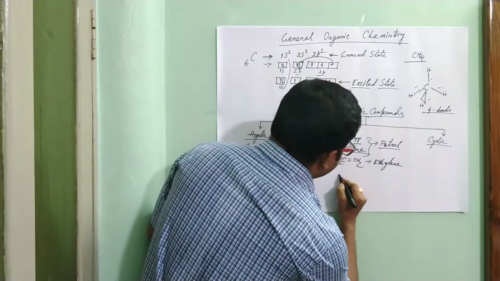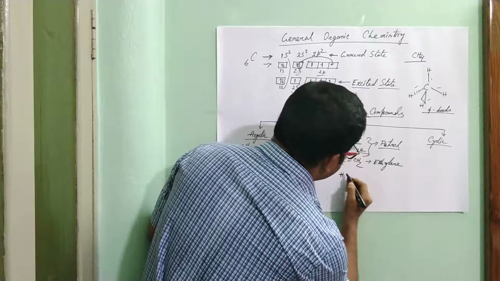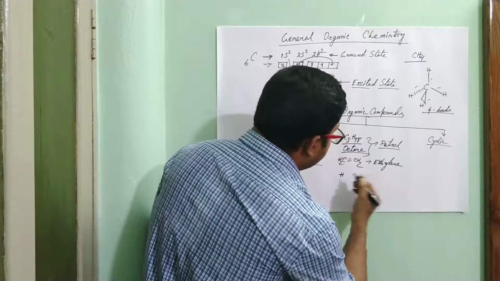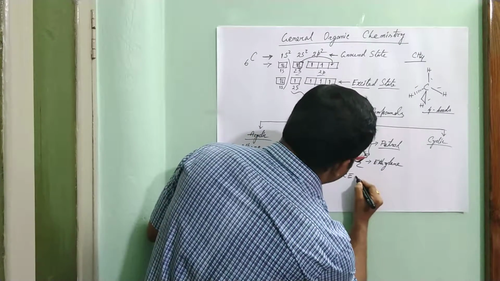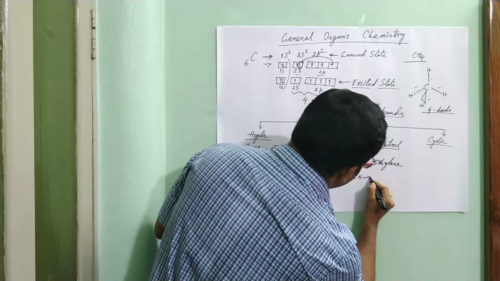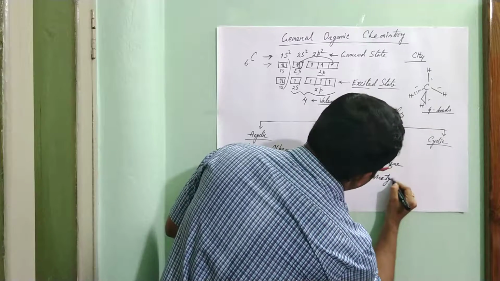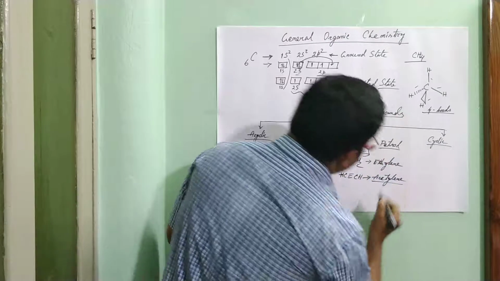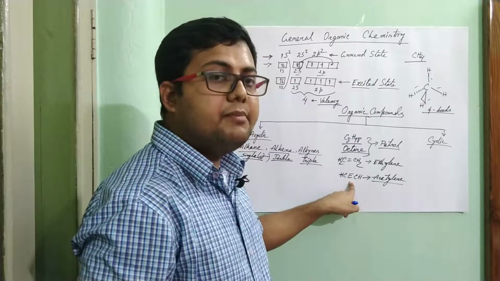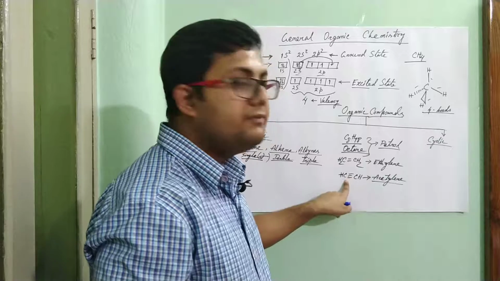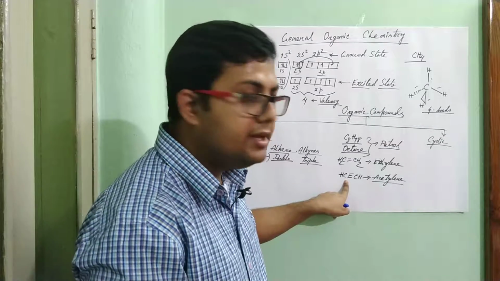Now a real life example of an alkyne is acetylene. That gas is combined with oxygen and used as a flame, the oxyacetylene flame.